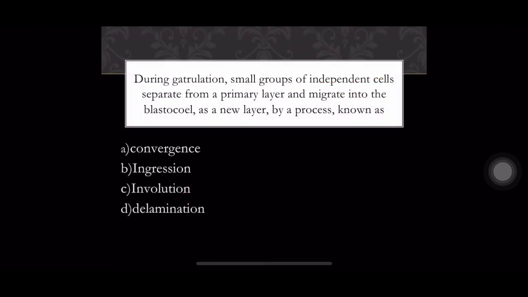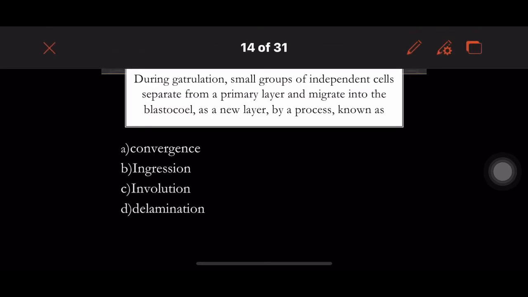Question: during gastrulation, small groups of independent cells separate from a primary layer and migrate into the blastocoel as a new layer by a process known as: first is convergence, second is ingression, third is involution, D is delamination. So first of all, what is convergence?